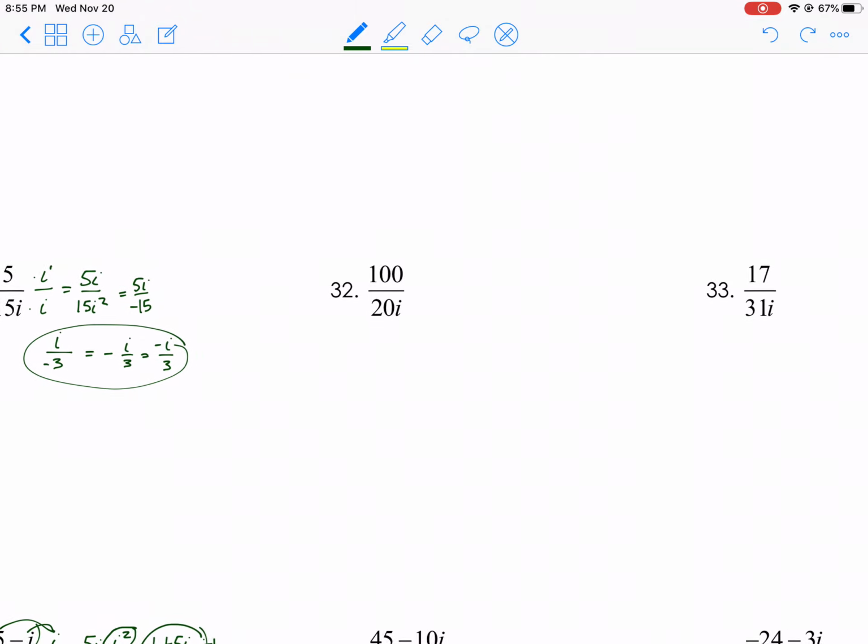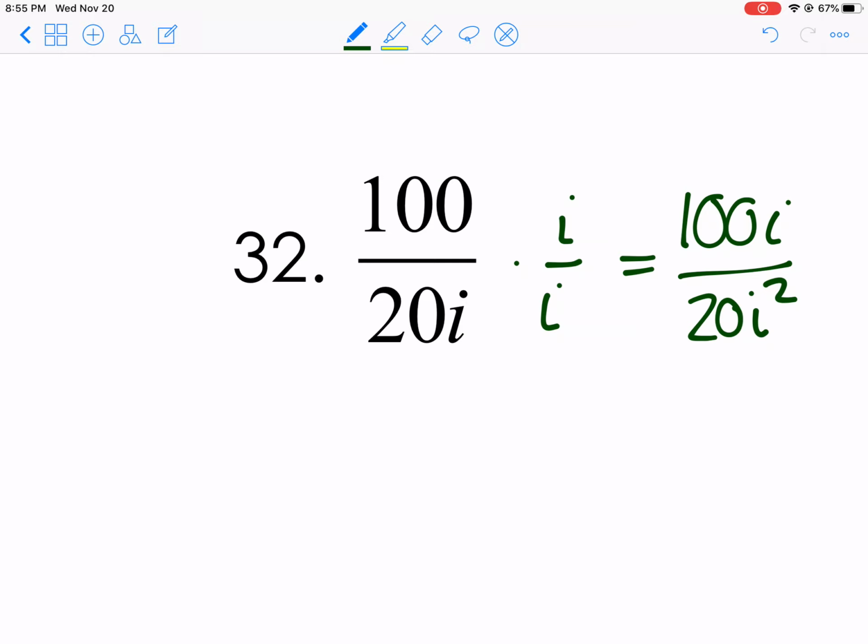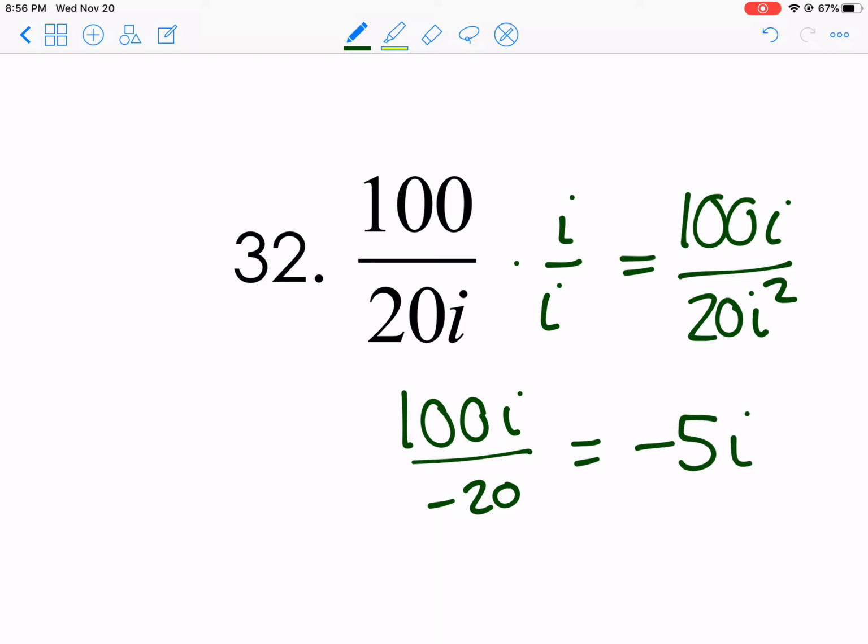Let's see. Maybe we can try this 32 as well. So we'll multiply the numerator and denominator by i over i. We get 100i over 20i squared. i squared equals negative 1, so 20 times negative 1 is negative 20. So we've got 100i over negative 20. 100 divided by negative 20 is negative 5. I'm just going to verify that because sometimes I make errors. Yeah, it is. So this equals negative 5i.